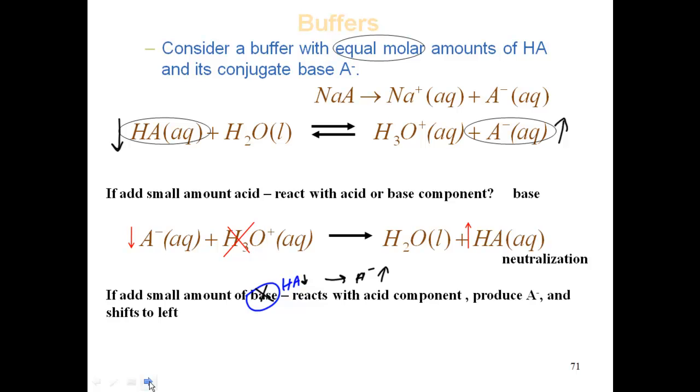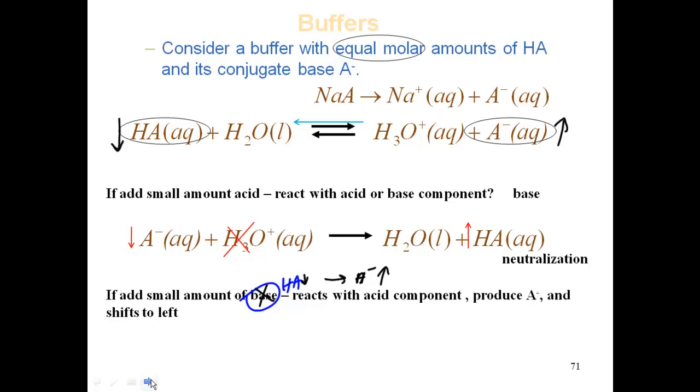So which way is this equilibrium going to shift? After I reach equilibrium, I'm decreasing HA and I'm producing more A minus. It's going to shift to the left to try to produce more HA and consume that additional A minus, which then, what happens to the concentration of your hydronium?